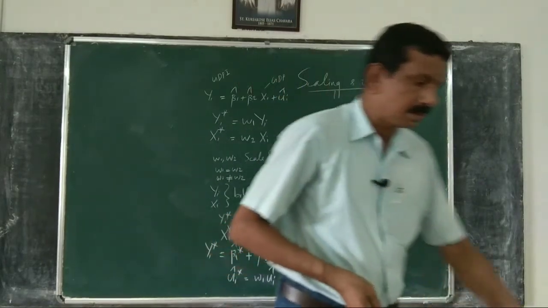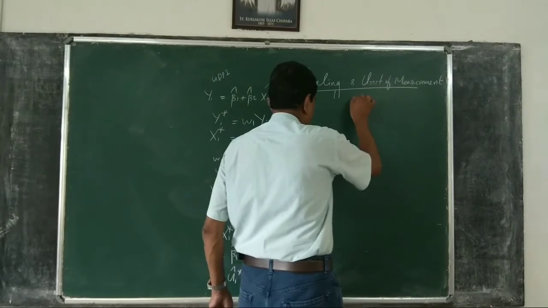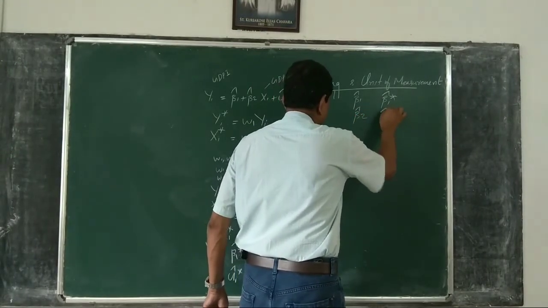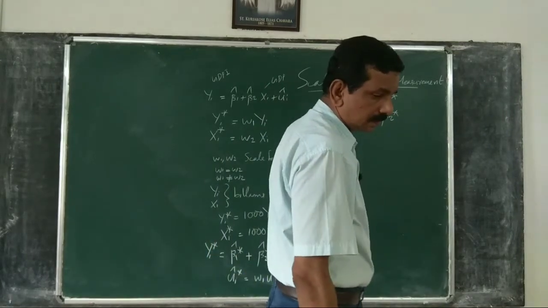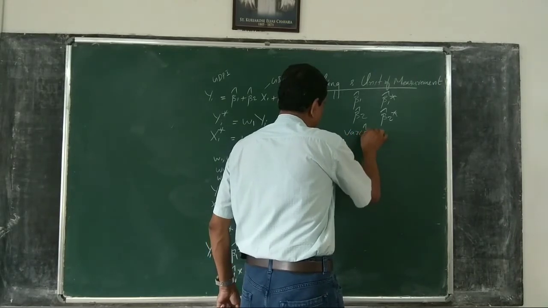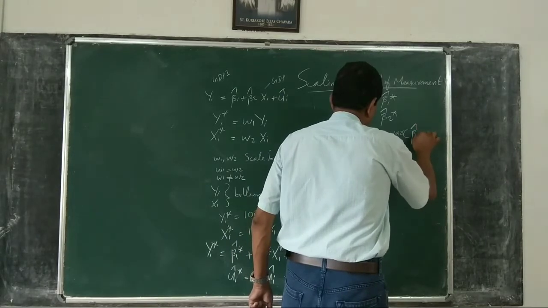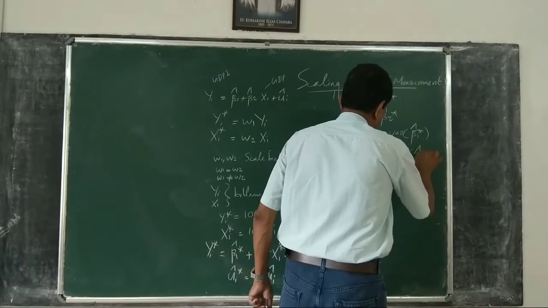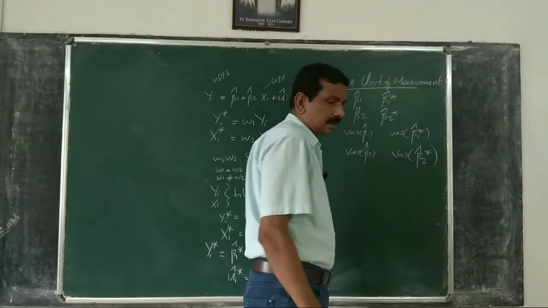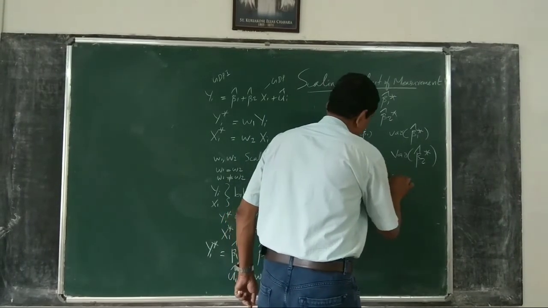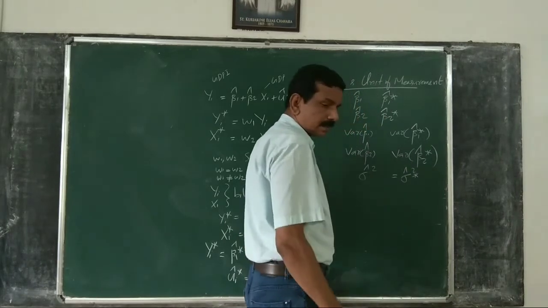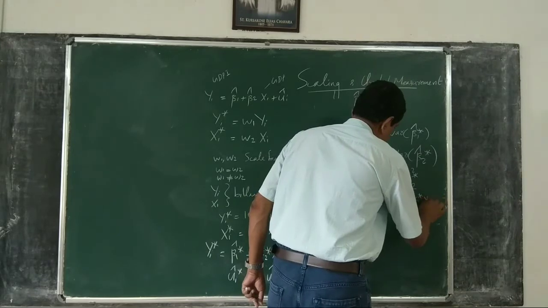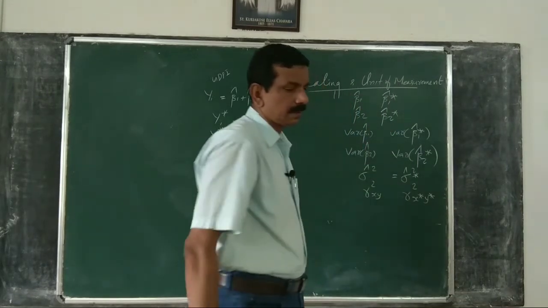Now, we want to establish what is known as the relationship between beta 1 hat and beta 1 star hat, beta 2 hat and beta 2 star hat, and variance of beta 1 hat and variance of beta 1 star hat, variance of beta 2 hat and variance of beta 2 star hat, and sigma hat square and sigma hat square star, and R square between x and y and R square between x star and y star. This is what we want to establish.